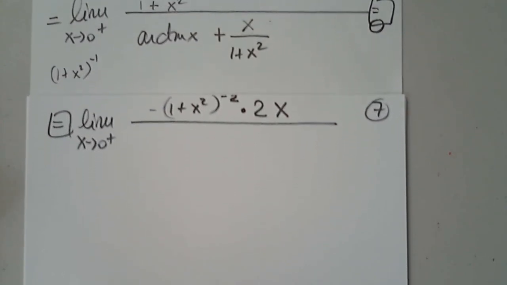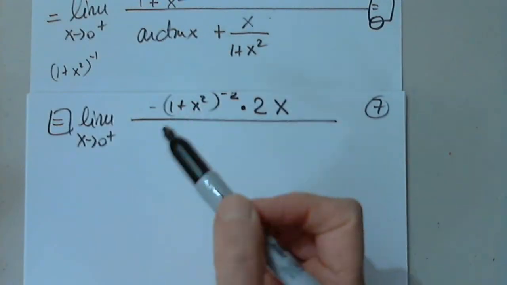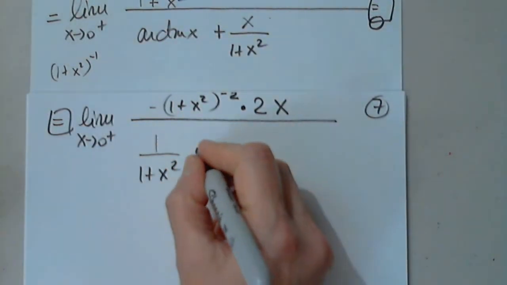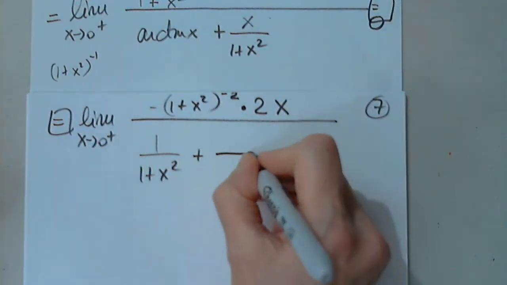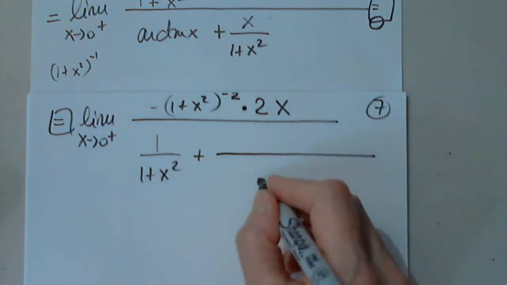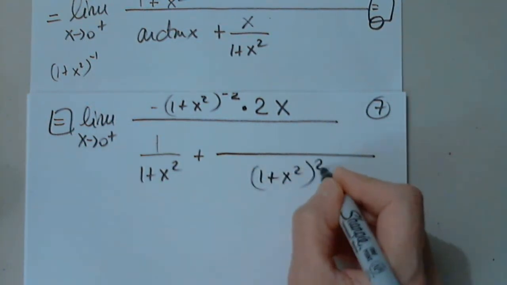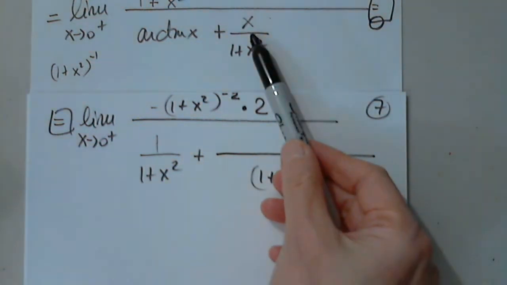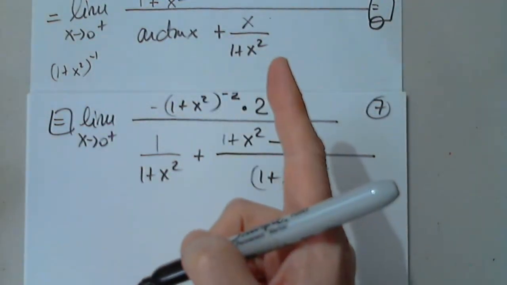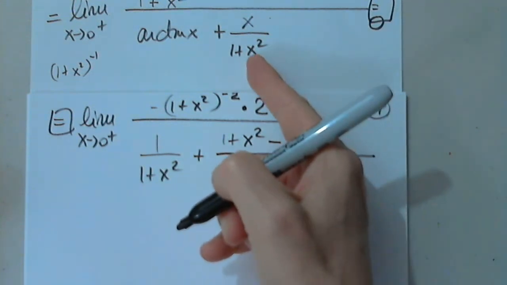Okay. Now, the denominator. 1 plus 1 over x squared plus, and this is a mess. I have to differentiate this as a quotient. I have no choice. So 1 plus x squared squared. The top prime is 1. 1 plus x squared minus the top times the denominator prime.